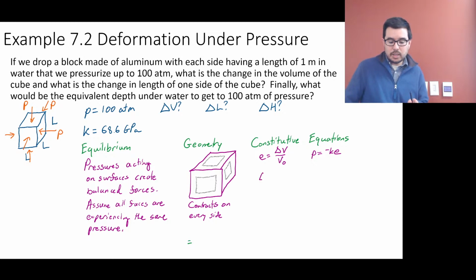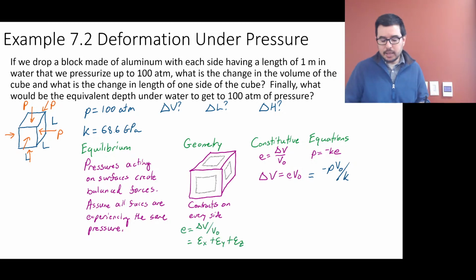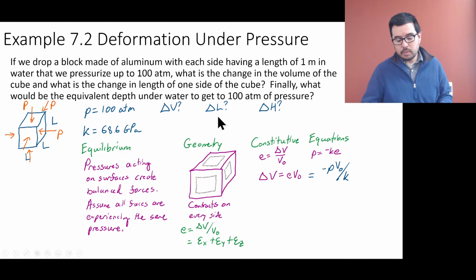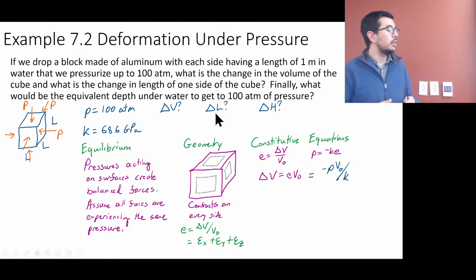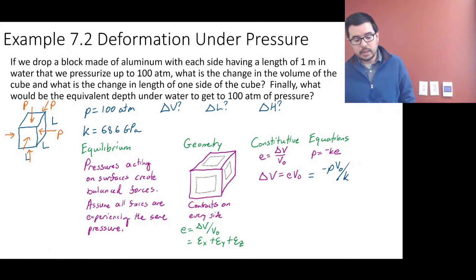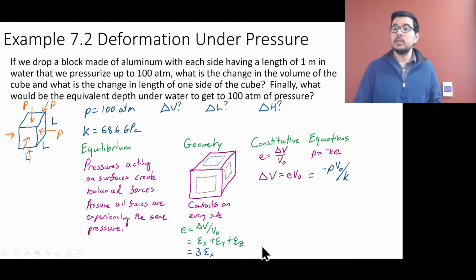We also have some information about the relationship between dilatation and these lateral strains. Because we're asking, what is the change in the length? We don't just want the change in the volume, but we also want the change in length of these sides. So we can write out that it's going to be 3 times epsilon x, or 3 times epsilon y, or 3 times epsilon z, because it's the same in all 3 directions.